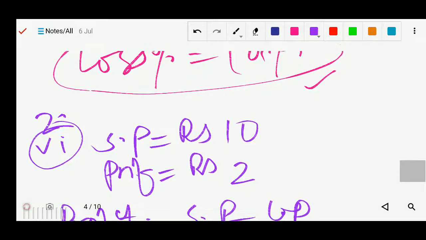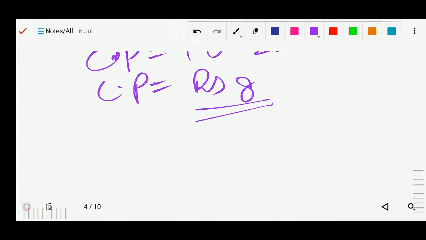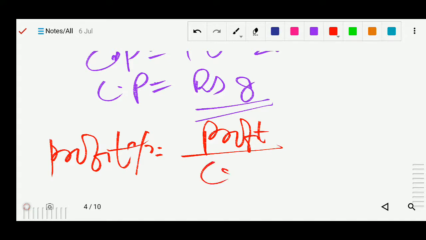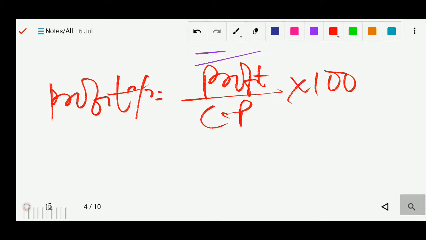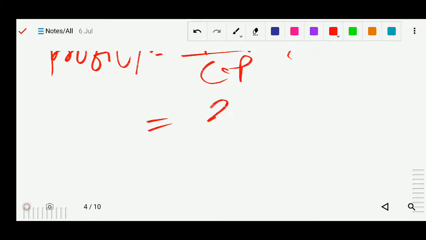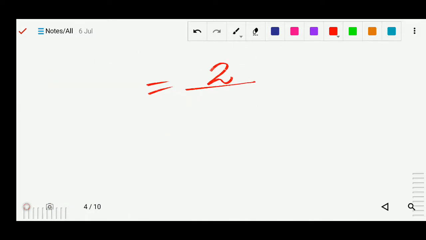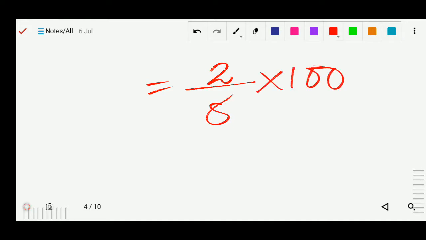Now we can find the profit percent. So what is the formula for the profit percent? So profit percent will equal to profit, total profit, divided by cost price and multiply by 100. So what is the profit? Profit is already given, that is rupees 2. So write 2. And what was the cost price? Just now we have found 8 rupees. So write here 8, because profit and loss percent always occur on the cost price only. So 8, and we have to find the percentage, so multiply by 100.